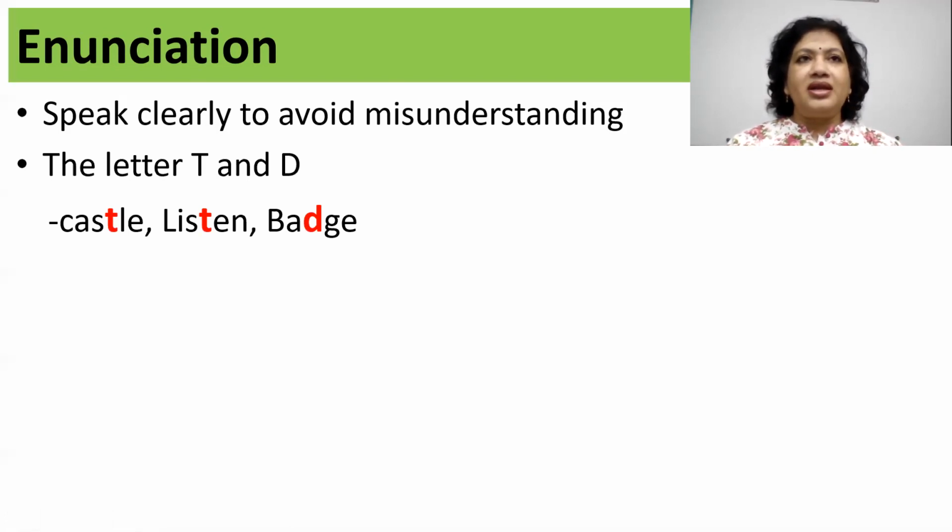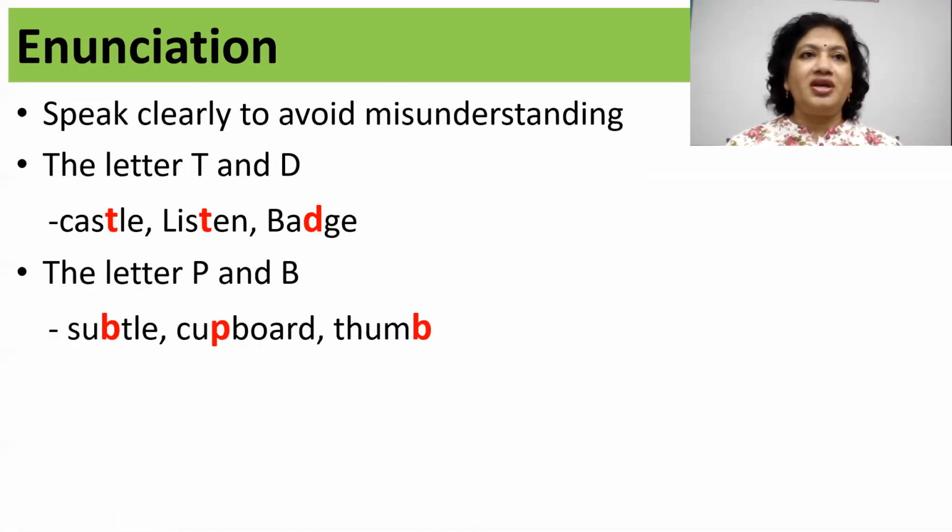Let's take the example of the letter T and letter D. You can see the spelling C-A-S-T, which I have highlighted in red. How do you pronounce this? We don't pronounce it with the T, we say castle. T is silent. Listen, T is silent. B-A-D-G-E, D is silent. Badge. So the way I am clear: castle, listen, badge. Open your mouth and speak. Then it will be clear.